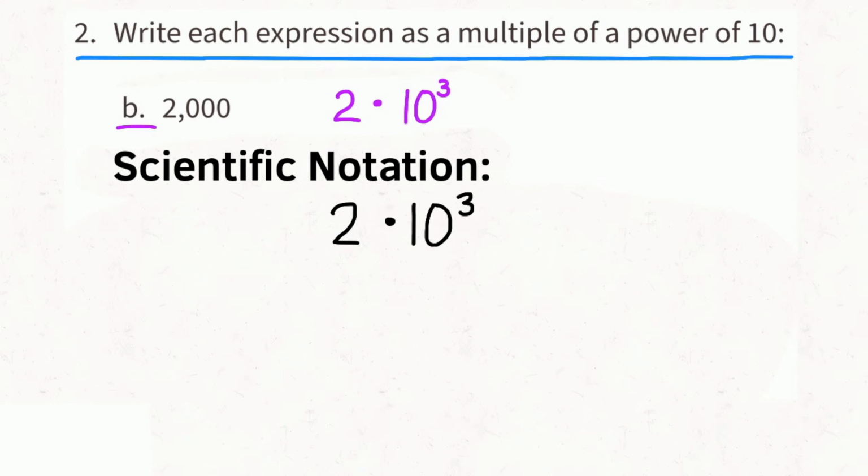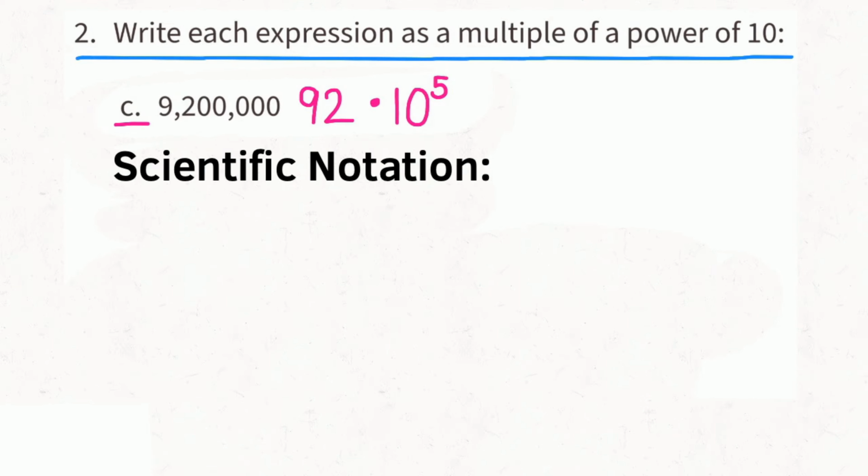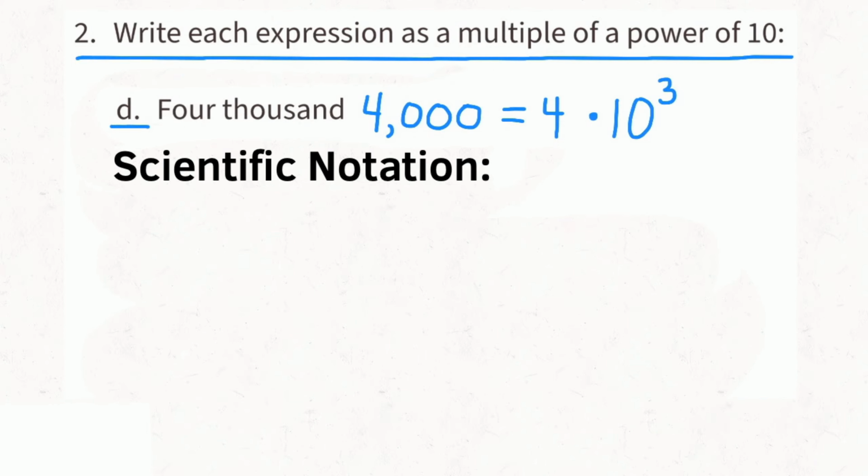B. 2 times 10 to the third is already written in scientific notation. C. 92 times 10 to the power of 5. In scientific notation, we could write that as 9.2 times 10 to the power of 6. Since we moved the decimal point 1 place to the left, we have to remember to increase the exponent by 1. So it goes from 10 to the 5th power to 10 to the 6th power. D. 4 times 10 to the power of 3.